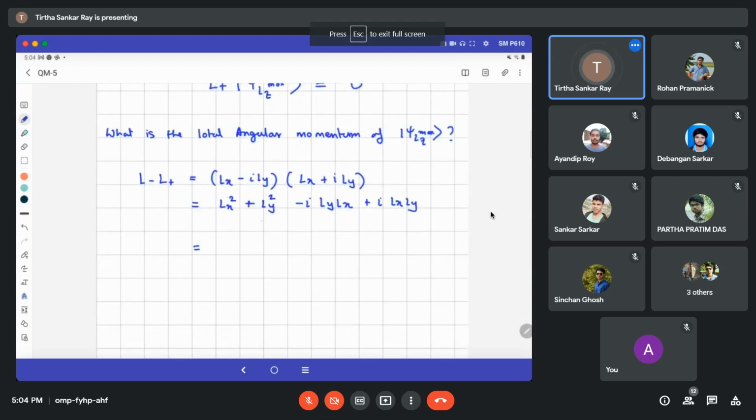Now, this first thing can be written as L square minus L. Okay, if you want to be more explicit, maybe we write it like this: Lx square plus Ly square, and I'm going to add an Lz square and subtract an Lz square. I can always do that. And from the rest of it, I'm going to take plus i as common, and I will get [Lx, Ly].